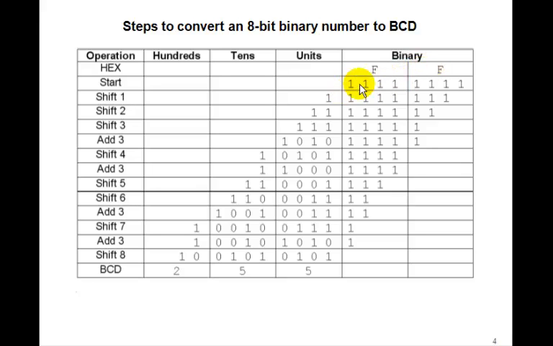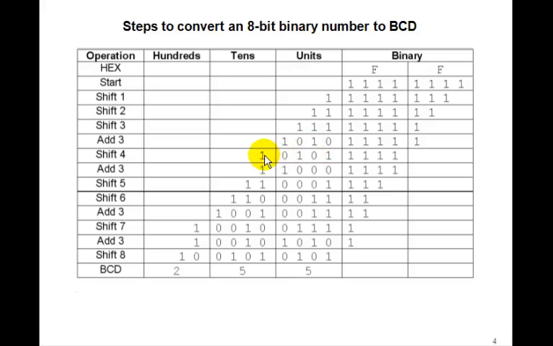That is 11111111. If we shift 1 to the left, it becomes 1. That's less than 5. Shift it again, it's 3, still less than 5. Shift it a third time, we have a 7, greater than or equal to 5, so we add 3 to get 10, 10, 10.